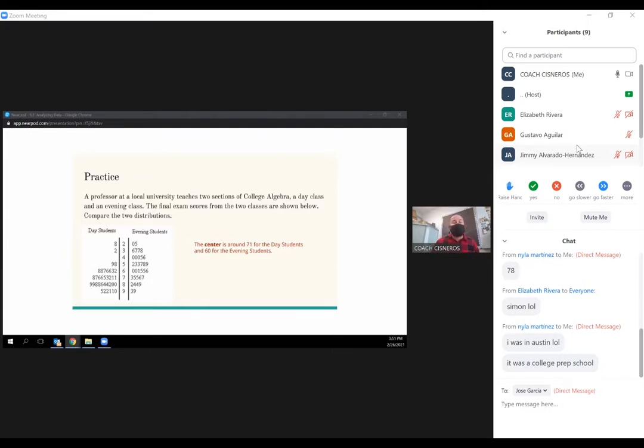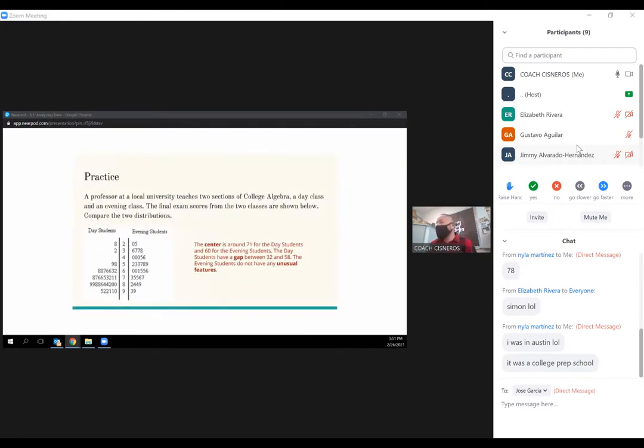Are there any unusual features for the day students? There's a gap at what? Between 32 and 58. Okay. You could say that there's a gap, but don't say at 4. There's a gap in the 40s, like nobody got a 40. Remember, it's not 4, it's 40 for that one. There are no unusual features for the evening students, it appears.